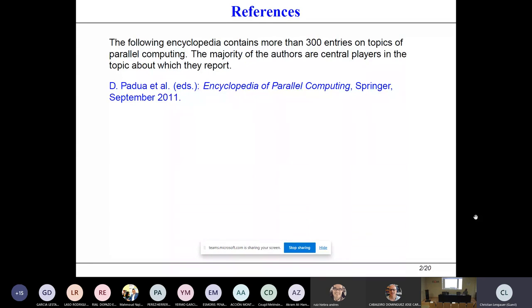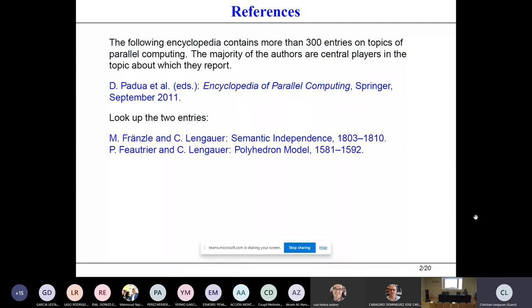So I think it's a collection of particular quality. And I would like to draw your attention to two entries pertaining to this talk. The main entry is the one about semantic independence, authored by Martin Fränzle and myself. Another one is about the polyhedron model, which has been one of the main playgrounds for me and my research group. There is a connection to the topic of semantic independence that, if I have time, I will allude to at the very end of the talk.